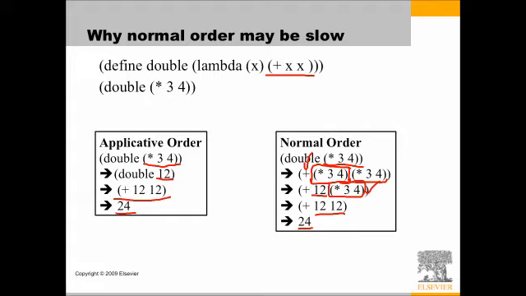There are techniques that we will talk about in a moment that can alleviate this problem, that effectively cache the result of multiplying 3 by 4 and then reuse that result. That technique is called memoization. But my point here is that a naive implementation of normal order evaluation can lead to slower evaluation than applicative order.